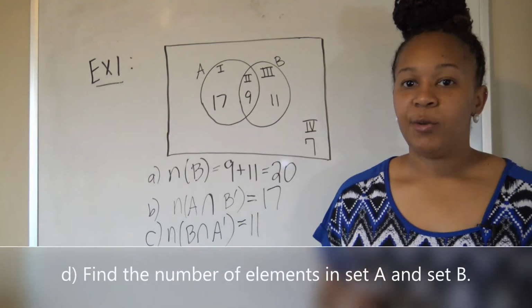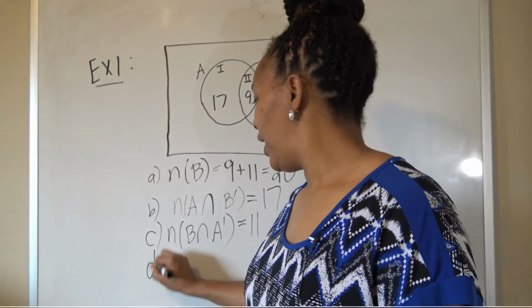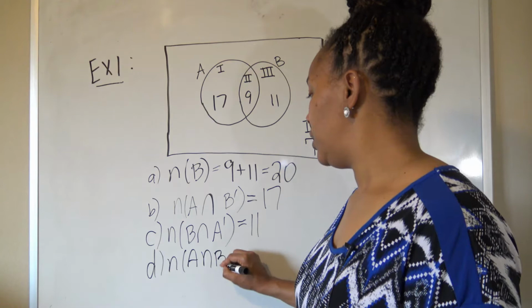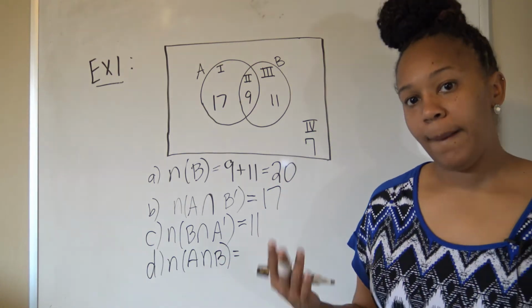For part D, we want to find the number of elements that are in A and B. So we will write that as the number of A intersect B. Again, and means intersect, or means union.